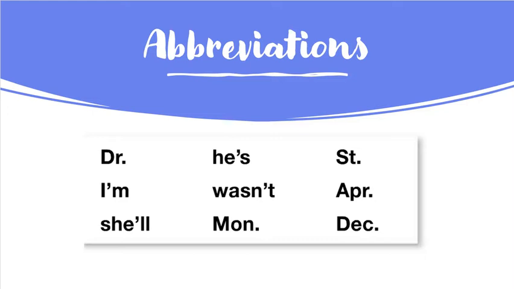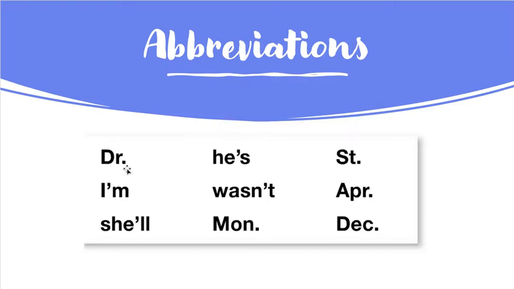So I have abbreviations written here, but this list is a little combination of abbreviations and contractions. So remember, contractions are when we take two words and we make them one shorter word, and we always have an apostrophe, like he's is short for he is.